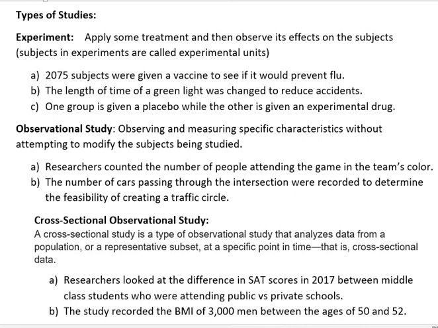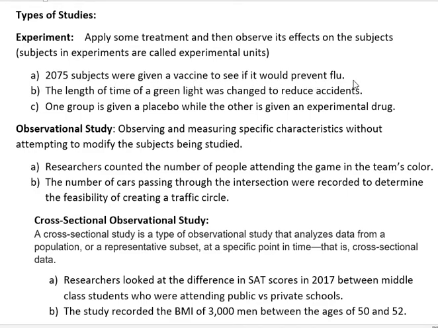The first type is an experiment. In an experiment, you apply some treatment and then you observe its effect on the subjects, which are sometimes called experimental units. Subjects don't have to be people. In the first example I have, 2,075 subjects were given a vaccine to see if it would prevent flu.